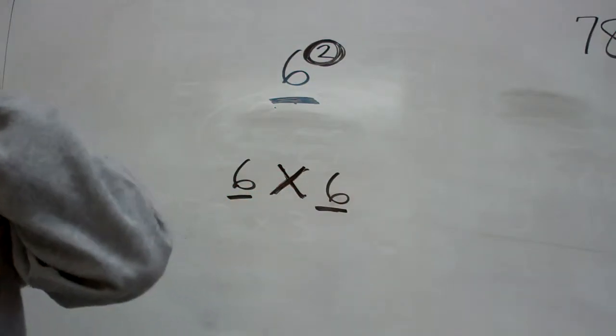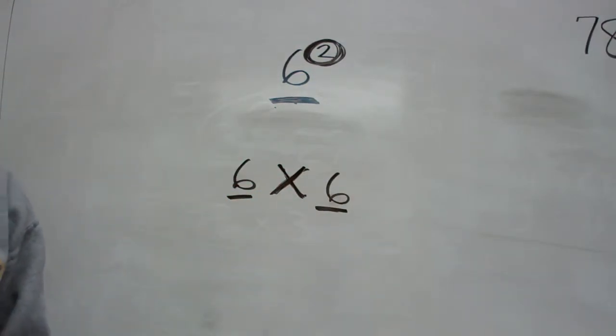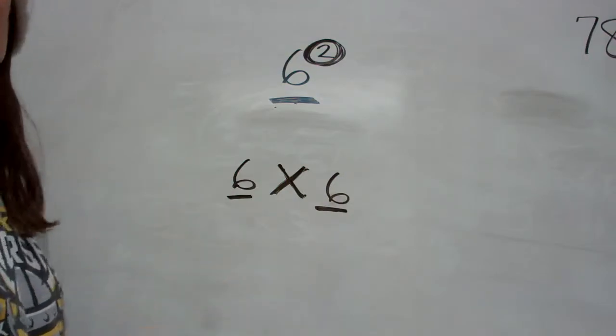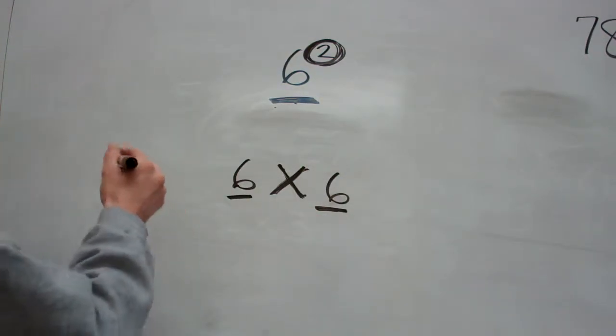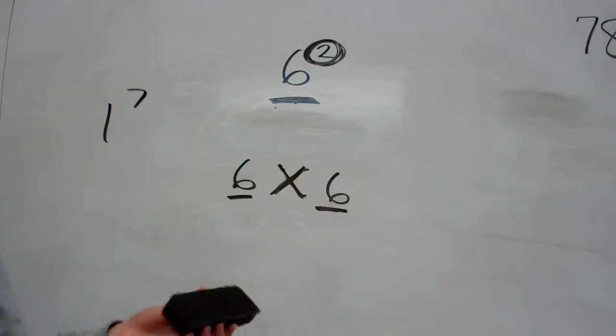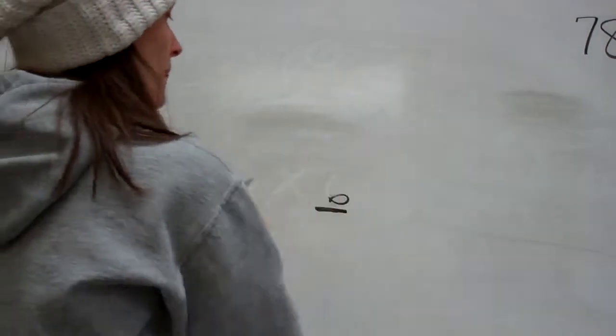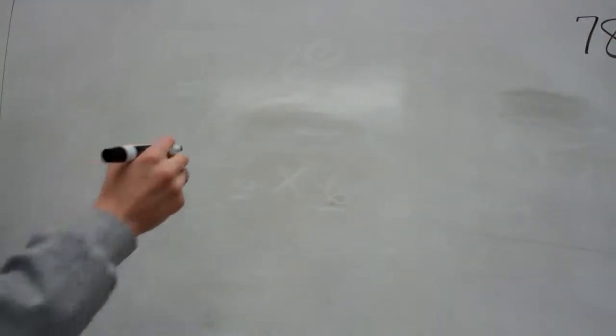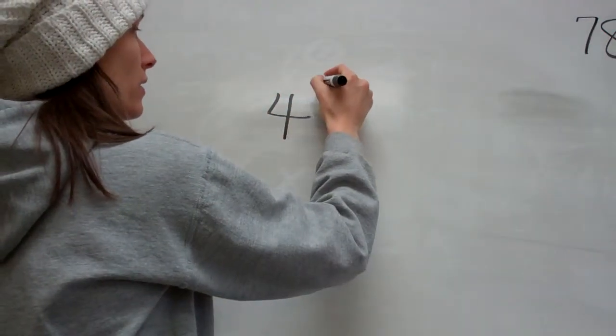What if your base number is 1? Is it always 1? Yes, because 1 times anything is 1. If I did it 7 times, 1 times 1 times 1 times 1 times 1 is always going to be 1. Got it? Everybody on your paper, write the answer to this one.